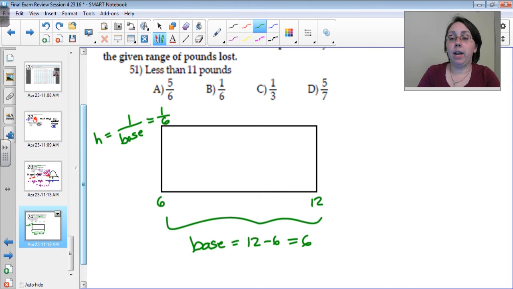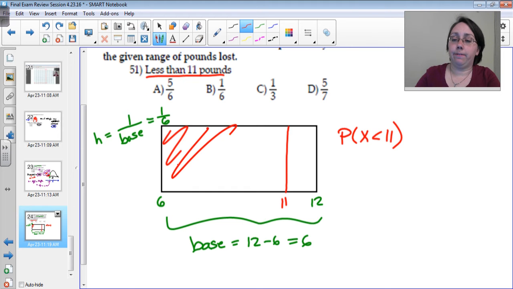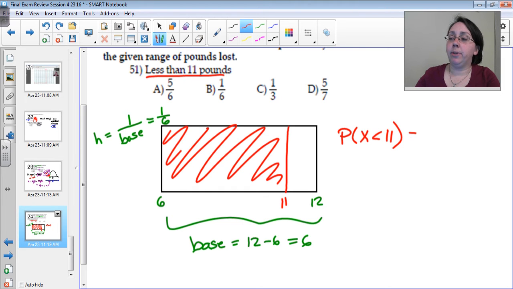Now, that's your height, sorry. You have your height, you have your base. You're interested in less than 11 pounds. So what should you mark on your rectangle? Where 11 is, so that's closer to 12. Let's mark it near 12. And you want less than 11 pounds. So which section are you wanting? The left. Very good. And the probability is equal to what about that left-hand side?